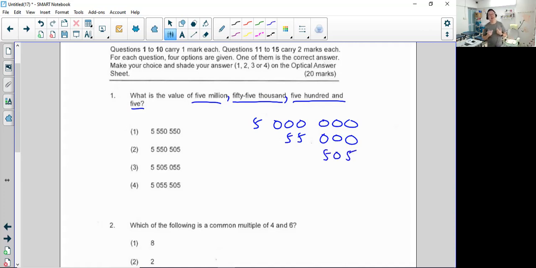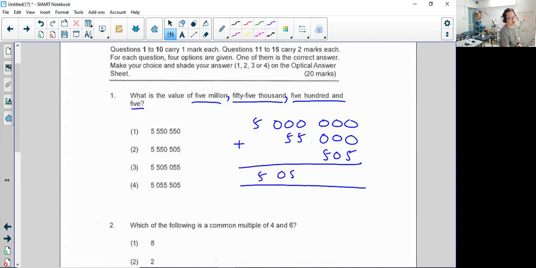If you can't get the number in your head, you just break it up into different numerals and then add them together, and you will get 5,055,505. So that's your answer. Then you look at the options 1, 2, 3, 4. The digits are quite close to the answer, so you have to be careful that you don't put down the wrong answer. So I think 5,055,505, your answer is number 4.